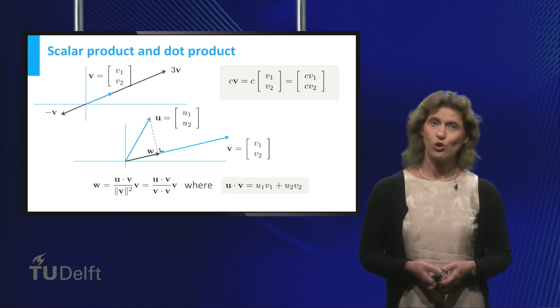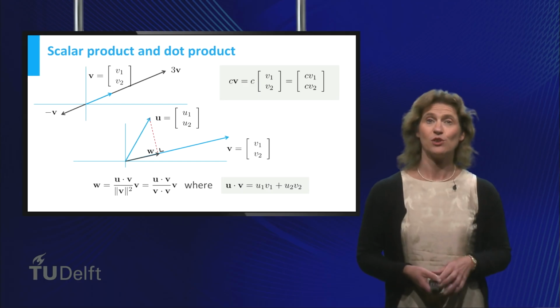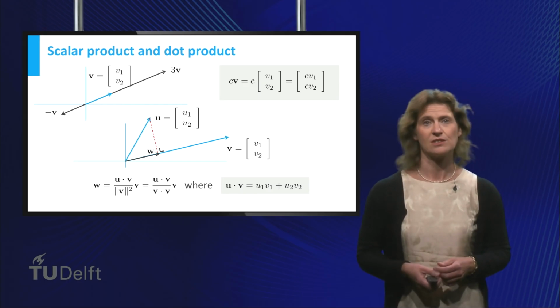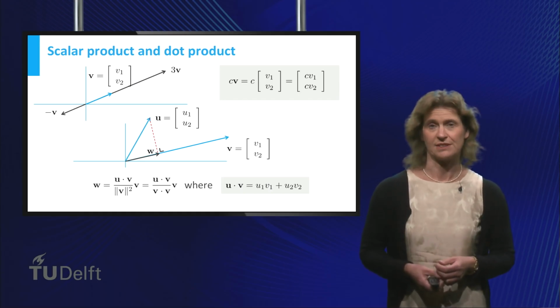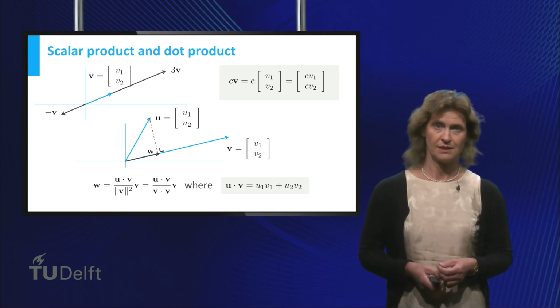This product is closely related to orthogonal projections. In this video, you will find out about another operation on two vectors, whose result is another vector having some nice properties. This operation is called the cross product or the outer product.